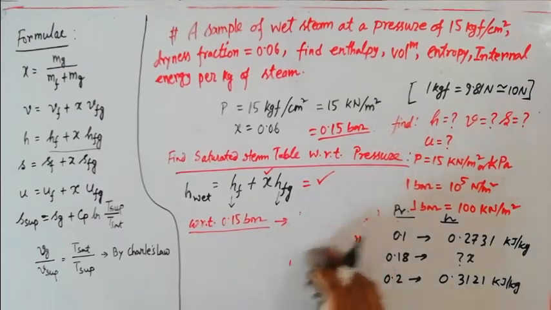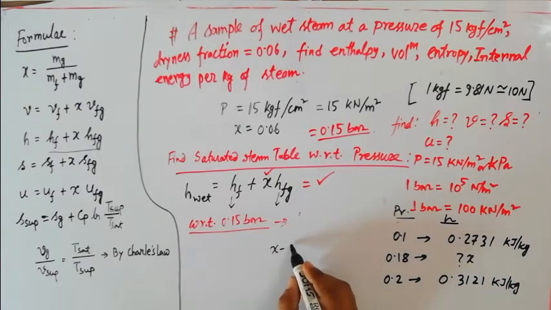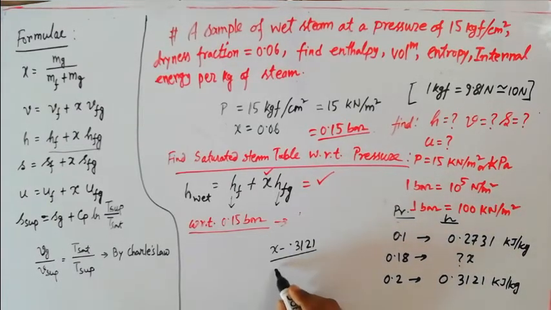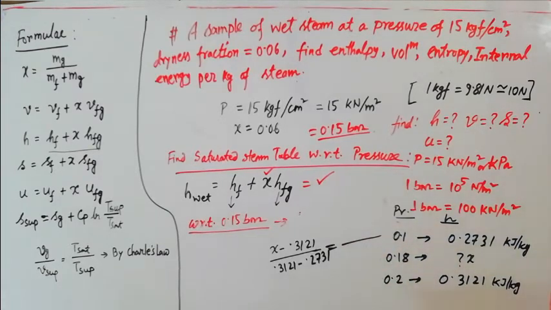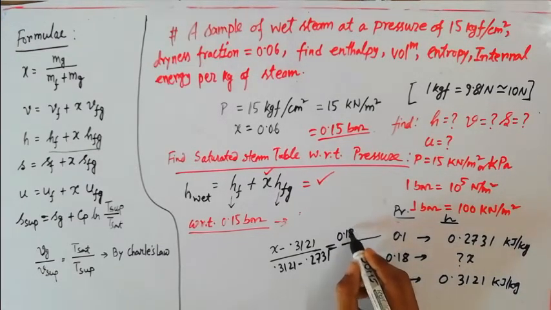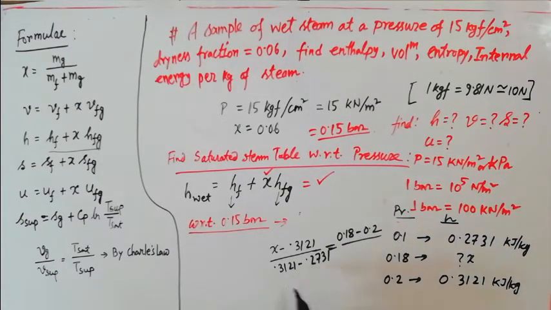I am wiping out this part. So x, if you are trying to find, x minus 0.3121 over 0.3121 minus 0.2731 equals, I am equating that x corresponds to 0.18 and 0.3121 corresponds to 0.2, then 0.3121 corresponds to 0.2, and 0.2731 corresponds to 0.1. You just have to do this kind of interpolation. From there you can get the value of x easily.